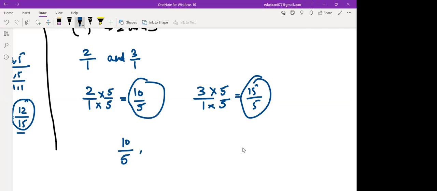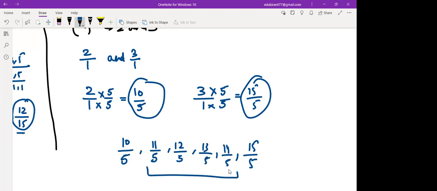So 10 upon 5 and 15 upon 5. Can you find the number between them? Yes, ma'am. 11 upon 5, 12 upon 5, 13 upon 5, 14 upon 5. So these are the numbers between 10 upon 5 and 15 upon 5. Clear? Yes, ma'am.